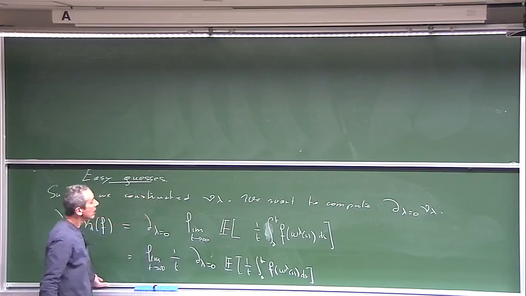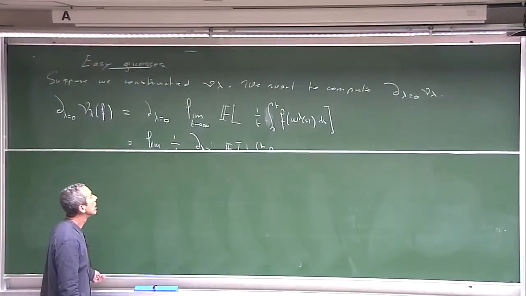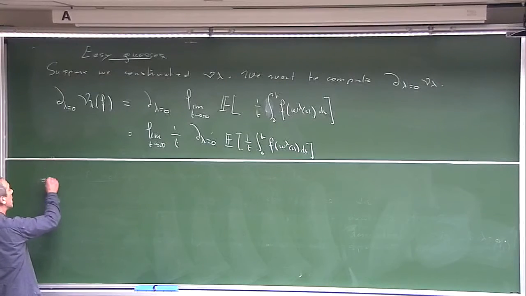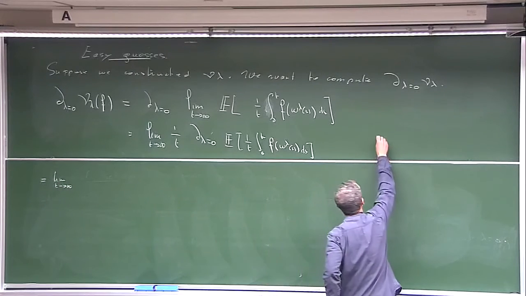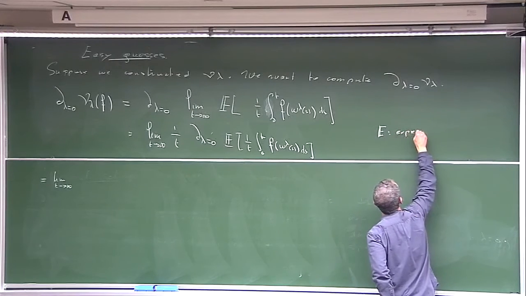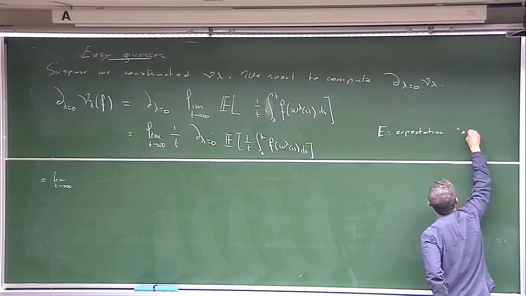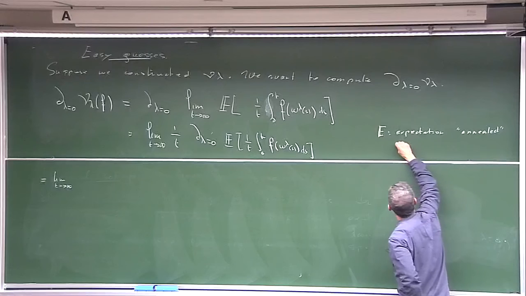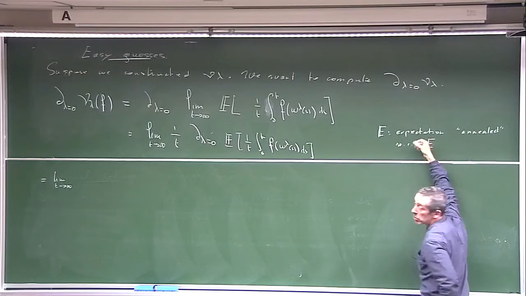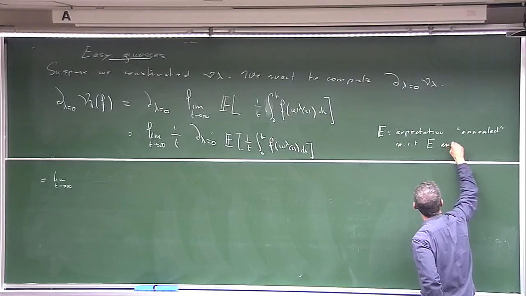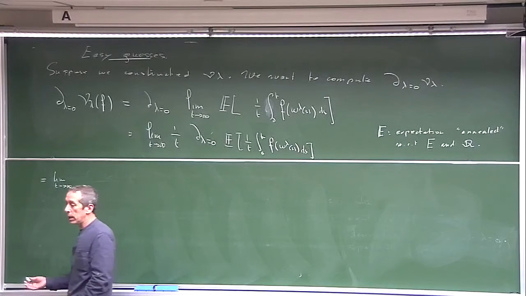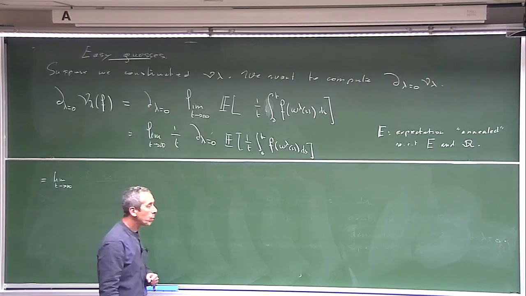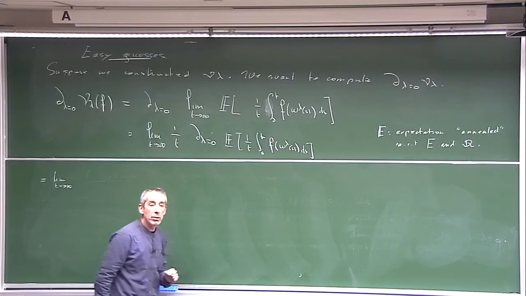Now things become much easier to do. At equilibrium, under Q. Yes, thanks. So this notation, E, was expectation, the unyielded one. So this is expectation with respect to E, which is the law of the Brownian motion, and Q for the semi-direct product. Which is important because we define the steady state as being the limit under Q.